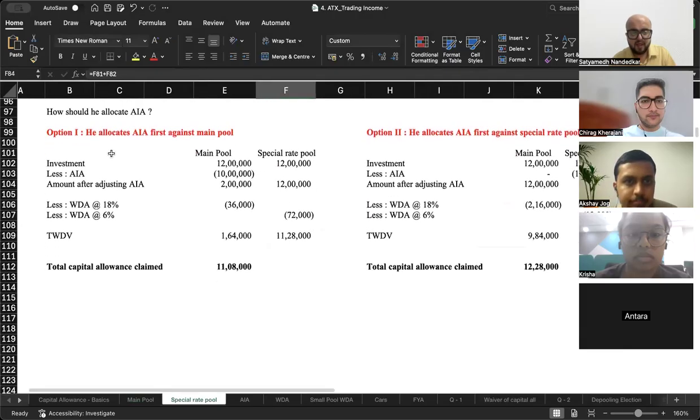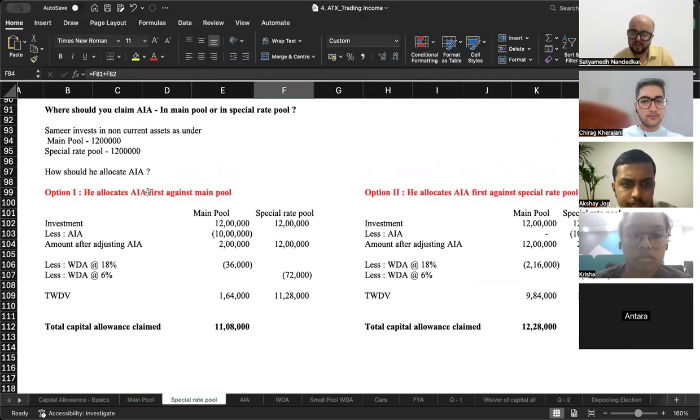See, observe, if the individual first allocates AIA against the main pool, 12 minus, so expenditure in both the pools is 12 lakh. Main pool 12 lakh, special rate pool 12 lakh. Okay, you subtract AIA here. Okay, 10 lakh AIA subtracted, you are left with 2 lakh. 2 lakh at 18% WDA in the main pool is 36,000. 12 lakh at 6% WDA is 72,000.